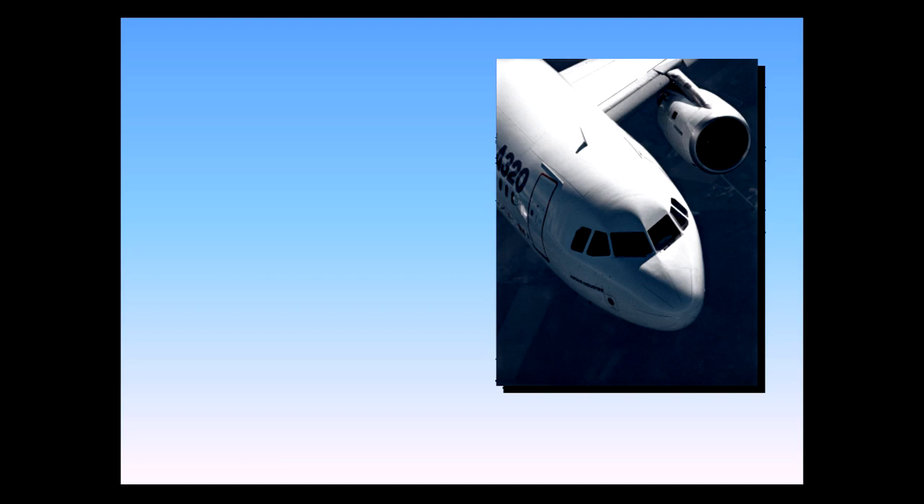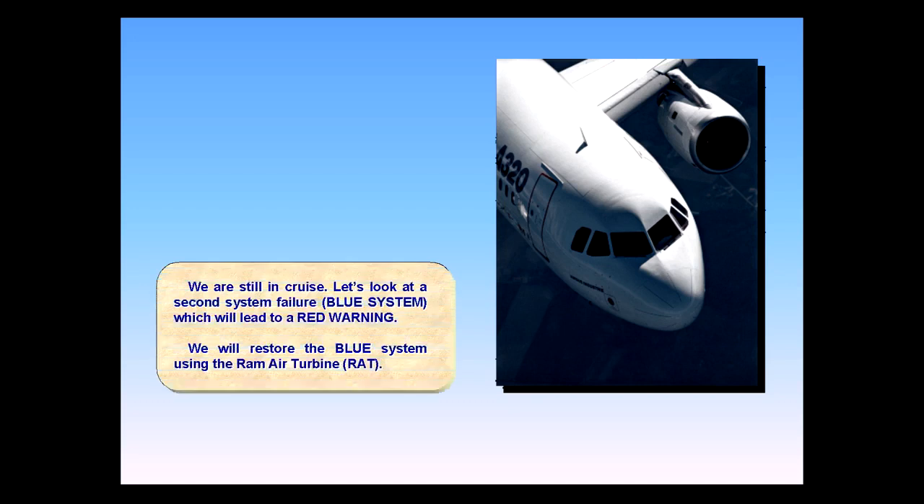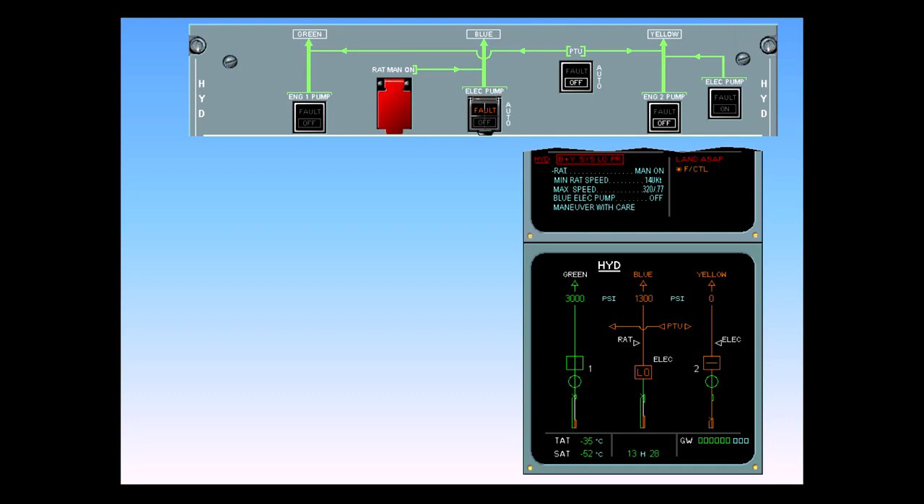Let's look at a second system failure, blue system, which will lead to a red warning. We will restore the blue system using the ram air turbine, the RAT. On the EWD, read the title of the failure. Notice that this is a red warning. In addition, Land ASAP appears in red to indicate the serious nature of the failure.